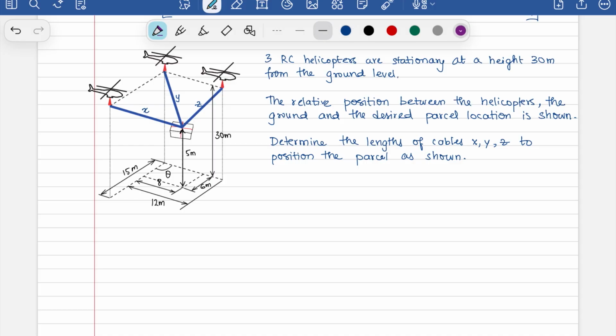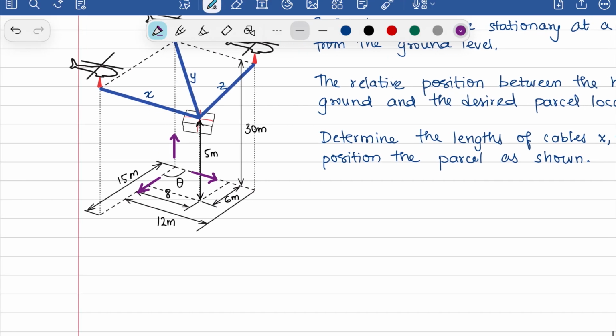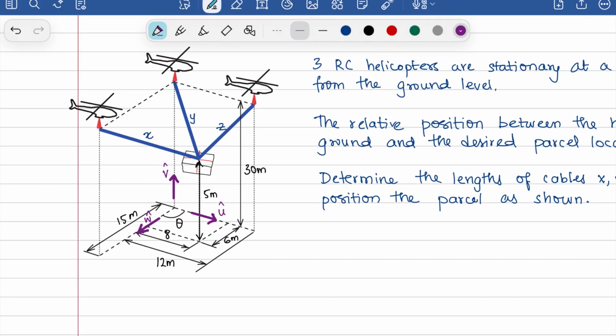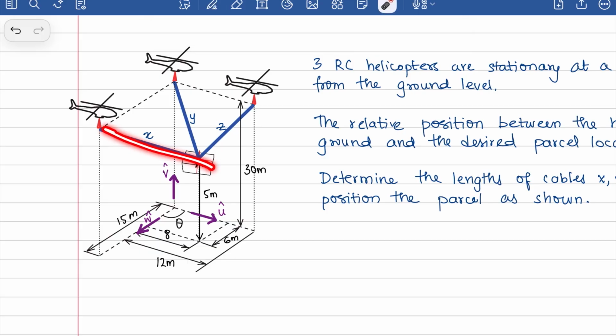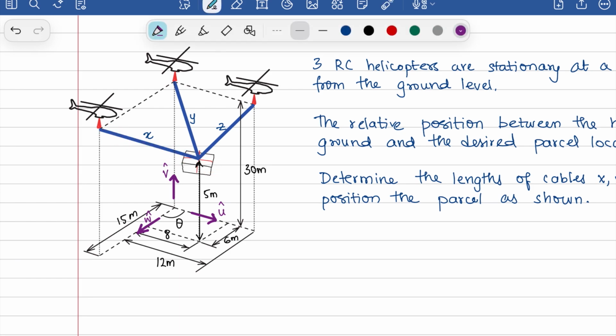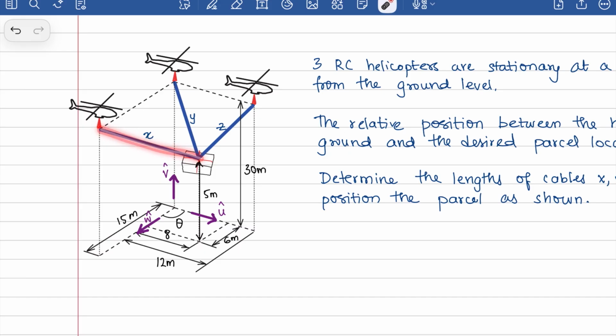So let me say I define one unit vector this way, one unit vector in this way and one in this way, simply because most of the dimensions are already in these directions. So I could then say that this here is u hat, this here is v hat, and this here is, say, w hat. It could be anything. It's up to you. Now I want to define this vector in some way. It could be the other way as well. It doesn't really matter because the magnitude just looks at the distance.